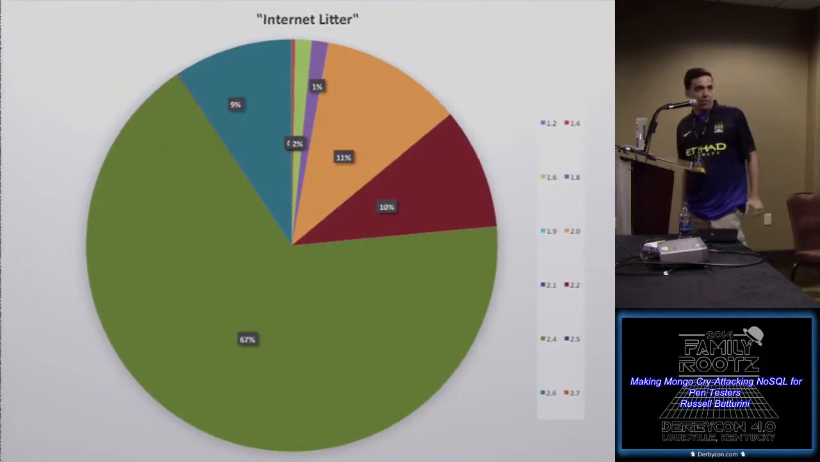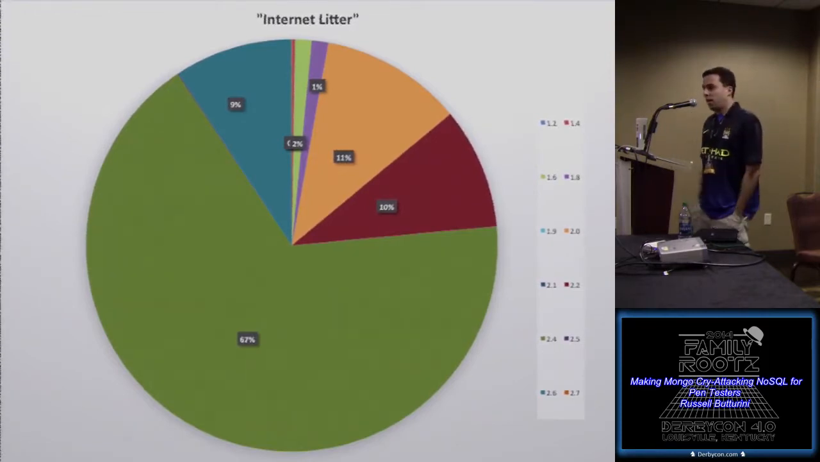So what's interesting about this, in April, 2.6 was released. And if you look, the colors on this graph are pretty bad, only 9% of the instances that I tested were on version 2.6. 67% were still on 2.4. Now, the really scary part is this. If you look at about the right-hand quarter of that graph there, those are all 2.2 and below. There's a remote code execution vulnerability for 2.2 and below.